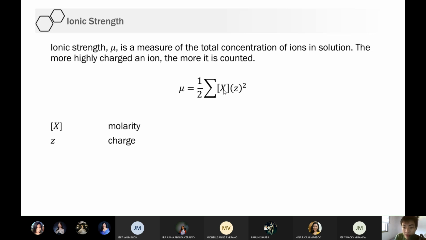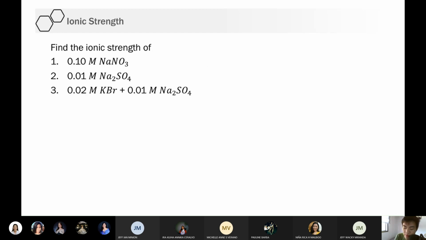So suppose you have a diverse ion solution. In order to get its ionic strength, you multiply the molarity of each ion times its charge squared, then you add all of them, and then you multiply by 1/2. Again, X is the molarity and Z is the charge of your diverse ions. So suppose we have the following solutions. Let's find their ionic strength.